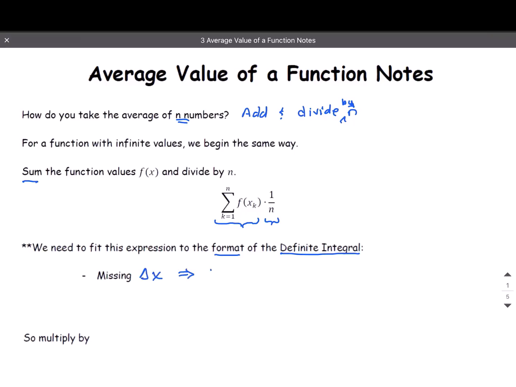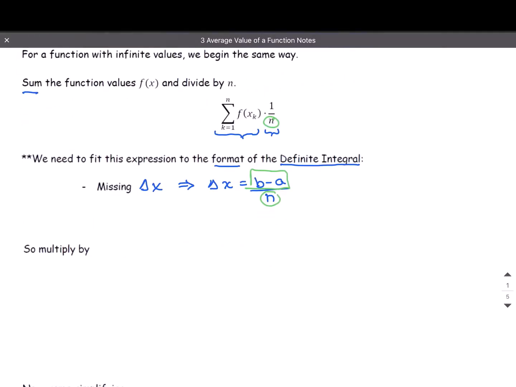Now remember, delta x is b minus a over n. Well, we have the over n part right here. What we don't have is this b minus a. We can't just stick it in there, but what we can do is multiply by b minus a over b minus a, because that's really 1. So if we take that initial summation as k goes from 1 to n of f of x sub k times 1 over n, now we're going to multiply it by b minus a over b minus a.